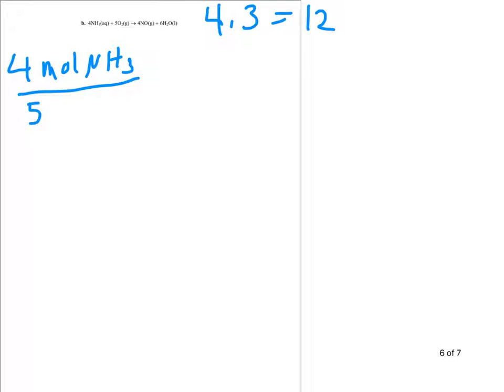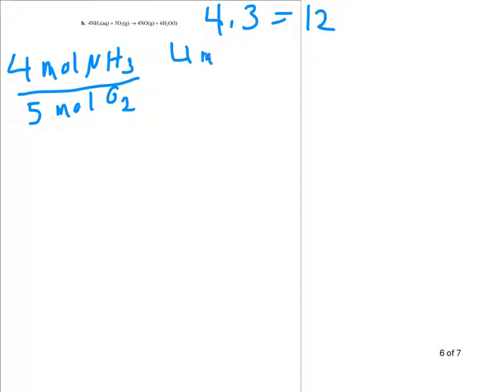Part B, number 2. Here we have 4 substances. 4 times 3 gives us 12. So we should end up with 12 mole ratios on this one, following the same pattern. I just like to start with the first one. 4 moles NH3 over 5 moles of O2.